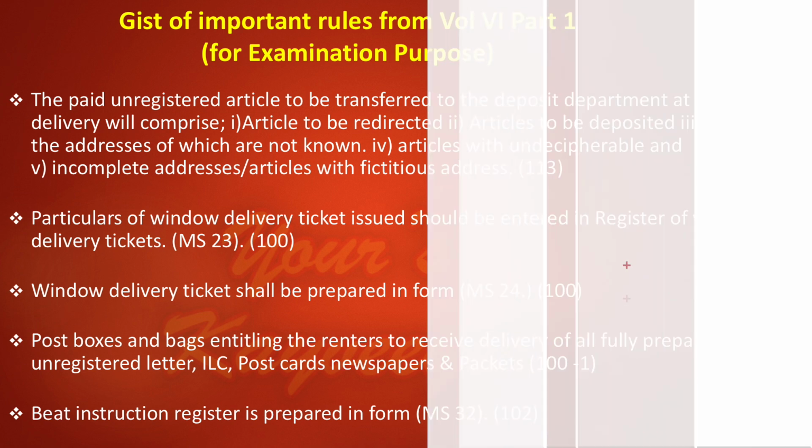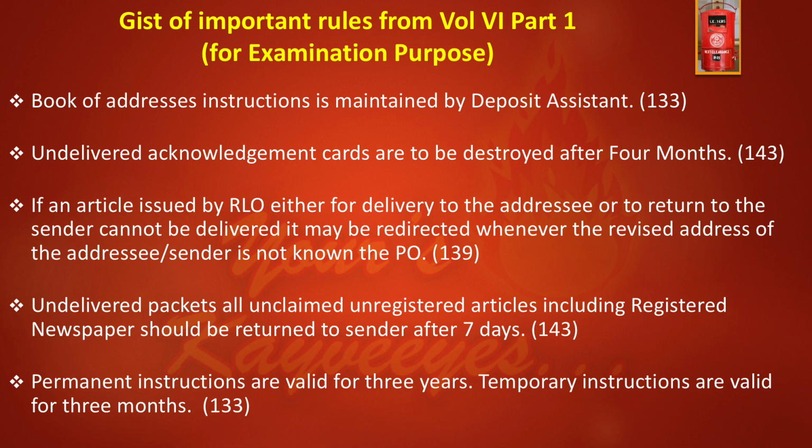Rule number 102. Book of addresses instruction is maintained by the deposit assistant. Rule number 133. Undelivered acknowledgement cards are to be destroyed after 4 months. Rule number 143. If an article issued by RLO, either for delivery to the addressee or to return to the sender, cannot be delivered, it may be redirected whenever the revised address of the addressee or sender is not known to the post office. Rule number 139.